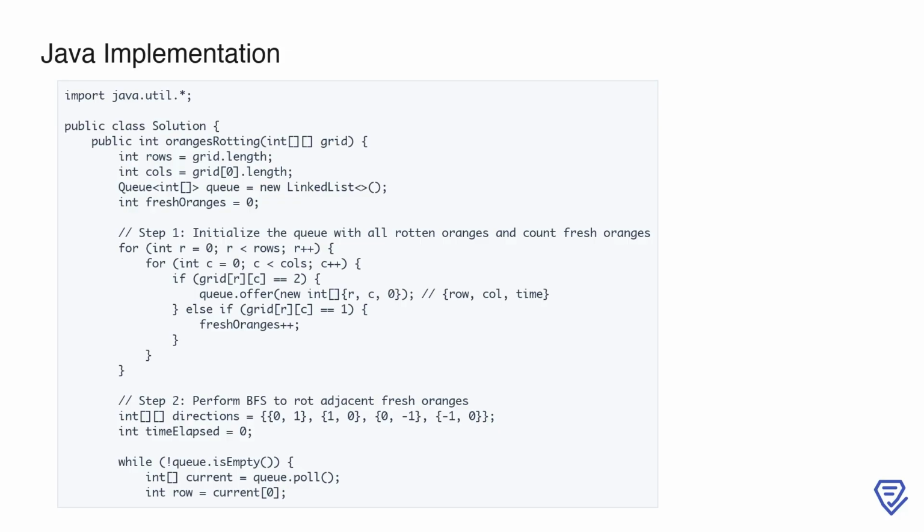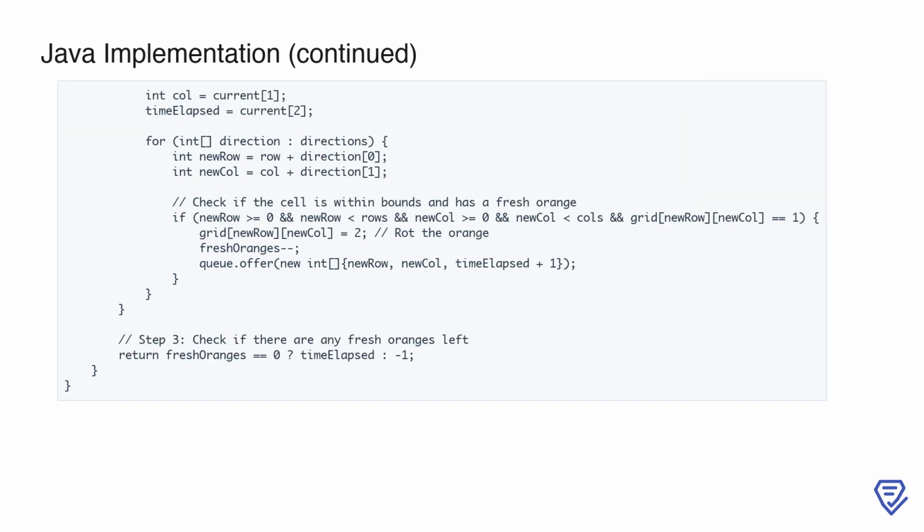Additionally, we define the possible directions for adjacent cells, right, down, left, and up, which will help us explore neighbors in the BFS process. Finally, we initialize the time-elapsed variable, which will track how many minutes have passed as the rot spreads. Now, we process the queue using a while loop, performing the BFS to spread the rot.